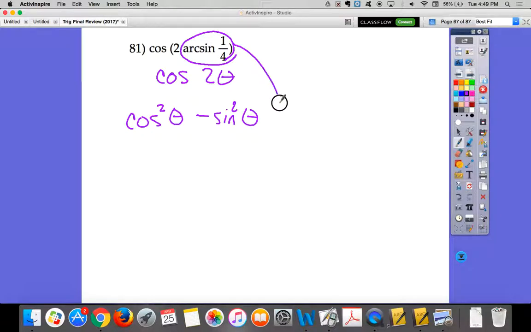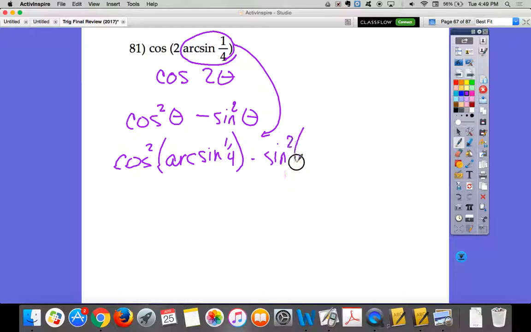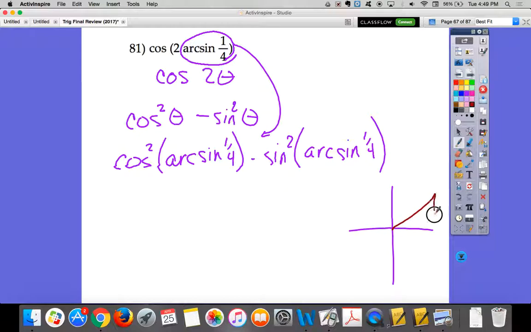So let's come down here and replace our angles with arc sine 1/4. Okay, so that's what we have. So we need to draw this out and figure out what's going on. Sine's 1/4. So let's draw a picture. It's positive, so we know it's first quadrant. Sine is opposite over hypotenuse. We've got to figure out the other side.